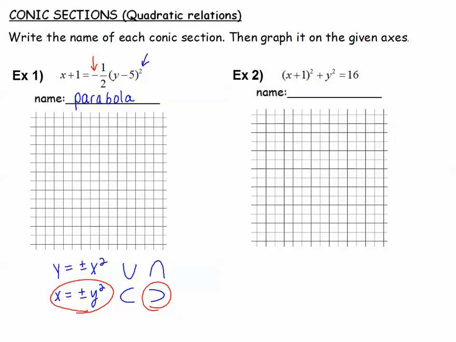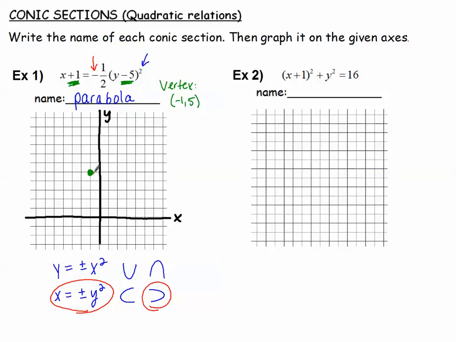Now we have to figure out where to start. Where is the vertex of this parabola? -1, 5. Looking next to the x for the x coordinate, looking next to the y for the y coordinate. So the vertex of my parabola will be at -1, 5. So let's put our x and y axis in a place where it's easy to see this parabola. So our vertex will be up at -1, 1, 2, 3, 4, 5, right there.